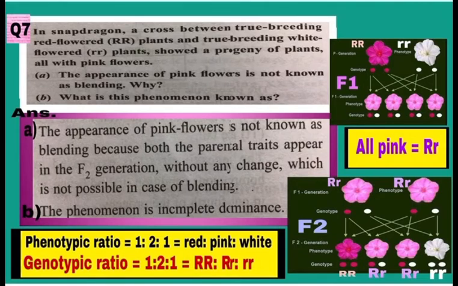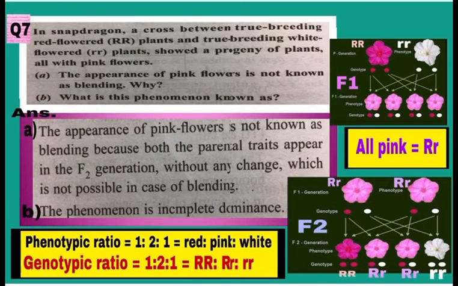Before doing the question, let us see what happens in this cross. See the diagram. F1 generation is capital R and small r, means all are pink color flower in the first generation. But see the lower diagram where F1 flowers are crossed. F2 generation के रिजल्ट देखिए. Phenotypic ratio है 1 red, 2 pink and 1 white. And genotypic ratio है 1 capital R, 2 capital R small r and 1 small r.